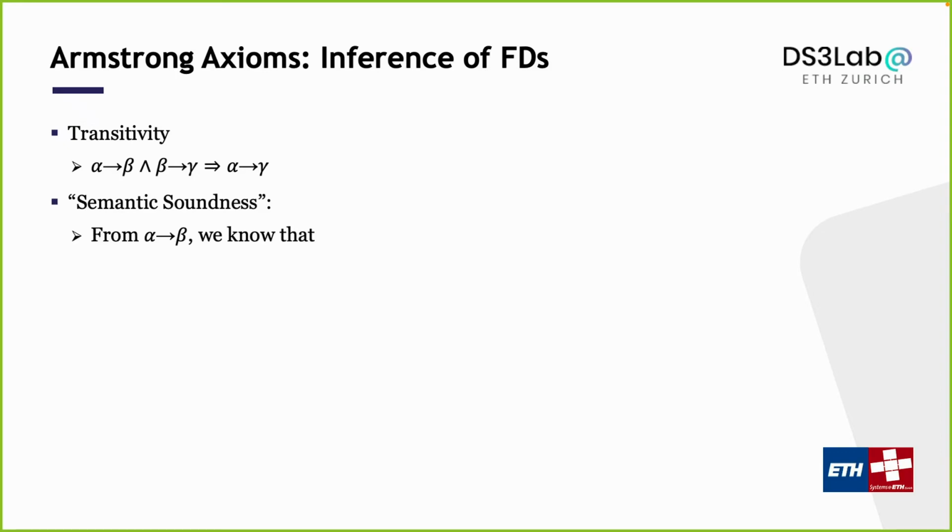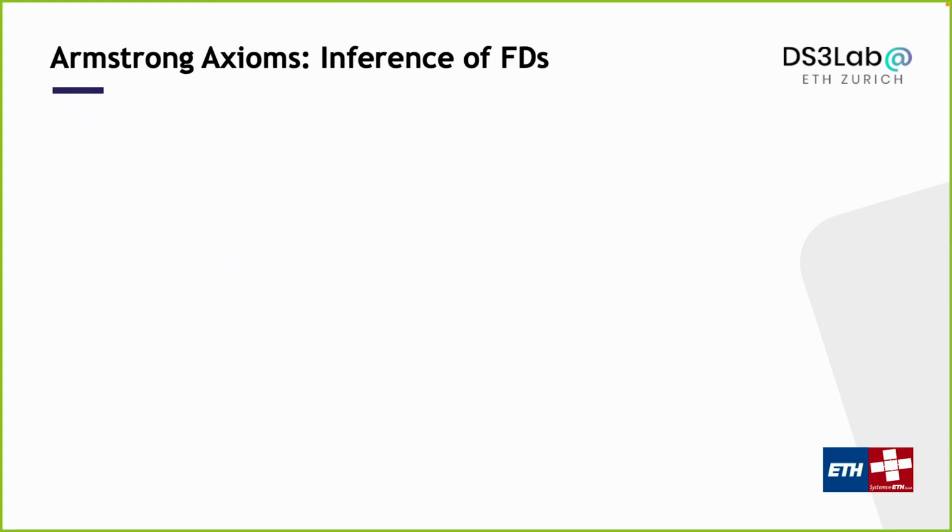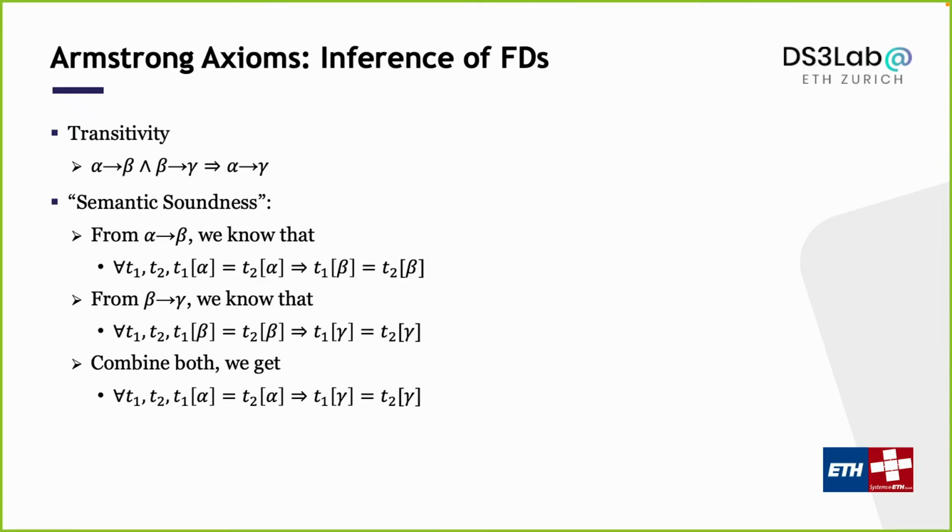Again, from alpha → beta, what do you know? You know that for all possible pairs of tuples, if they match on alpha, it implies they also match on beta. That's what alpha → beta tells you. What do you have if beta → gamma holds? That means for all possible tuples in this instance, if they match on beta, they also match on gamma. You put this together and you get that for all tuples, if they match on alpha, that implies they also match on gamma. So that's the soundness proof of the inference rule.